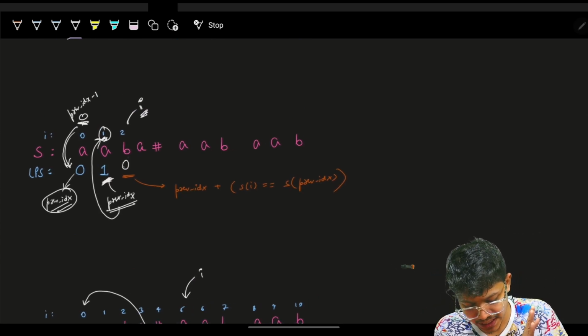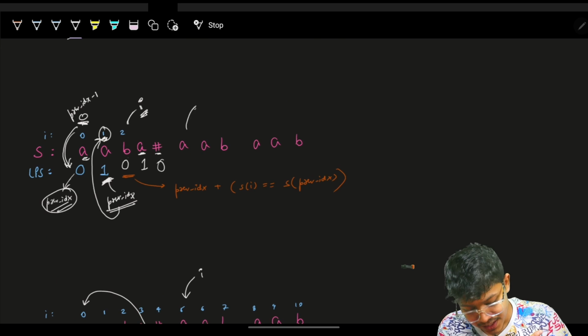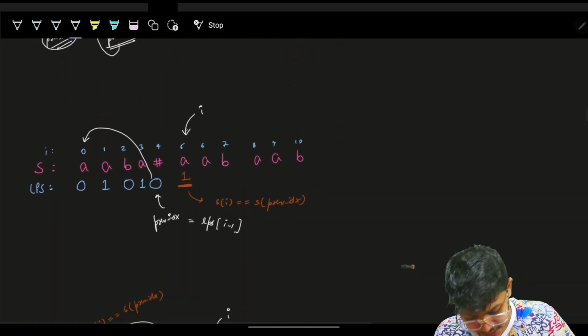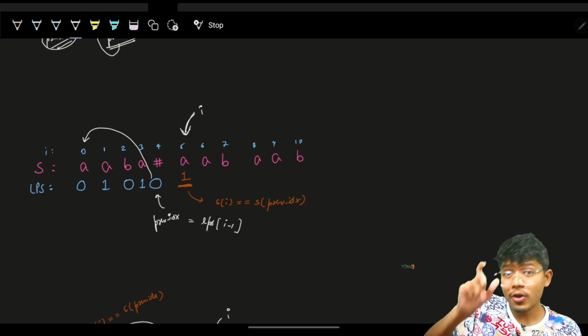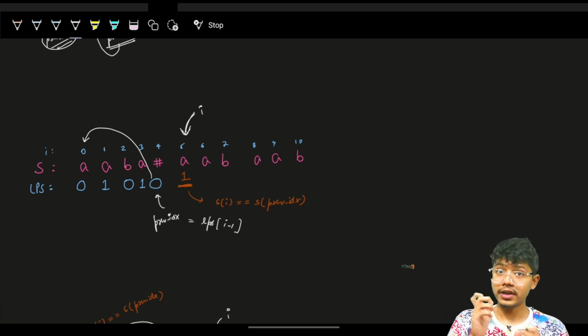Now let's skip all this part. Here you saw that I will have a 0. Here A is matching my A, so I will have a 1. Hash is matching with nothing, so for sure it's a 0. Now comes the actual part, which means now your A is here. Now you will have to start matching, so you will now actually start building your LPS array.